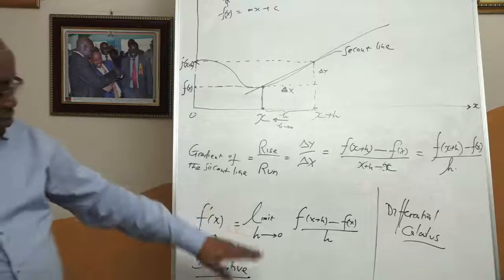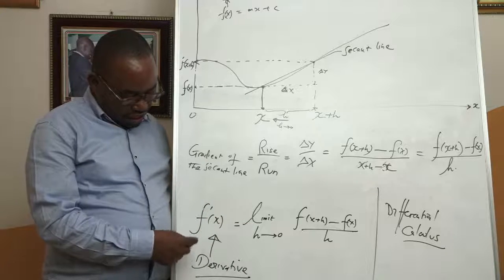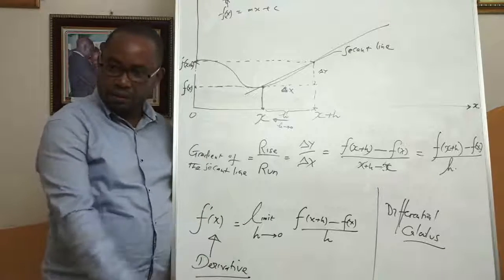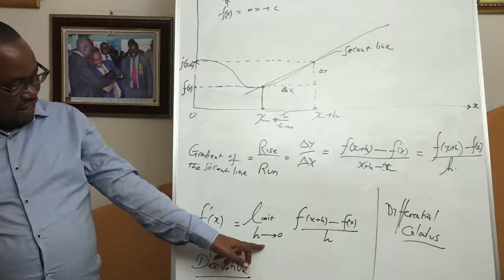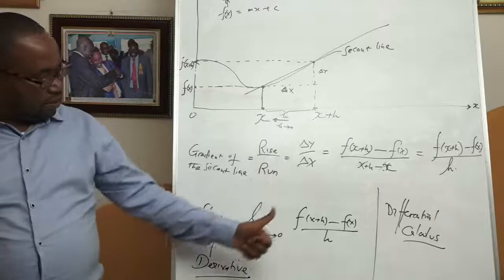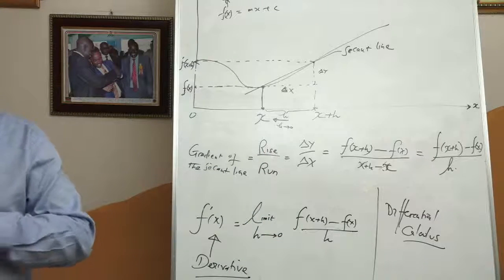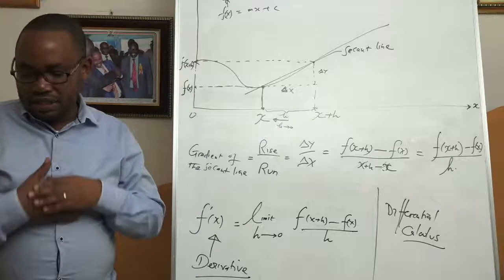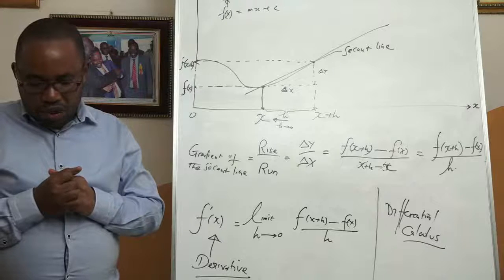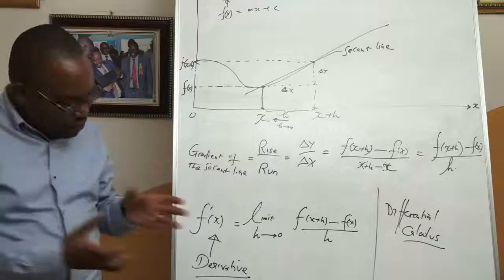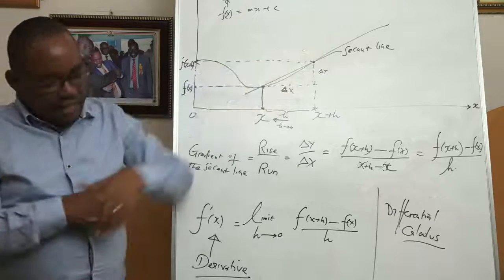Having established differential calculus, the equation for the derivative, this one, that's our limit as h approaches zero. But now I want to apply it, so that it will help you move forward and see how we are going to apply this equation to a line that has a function.